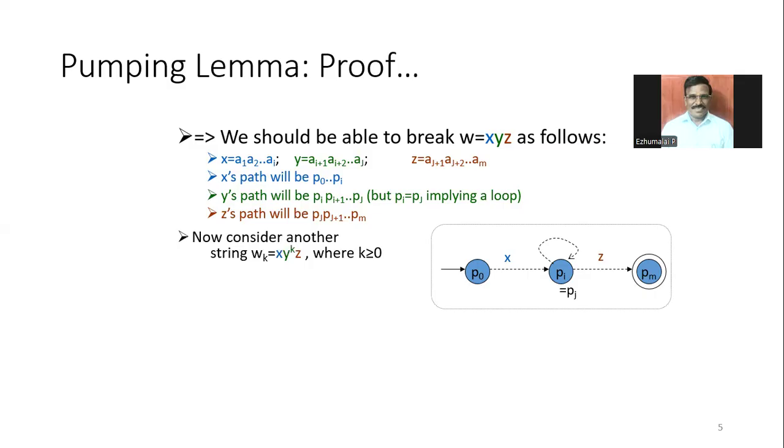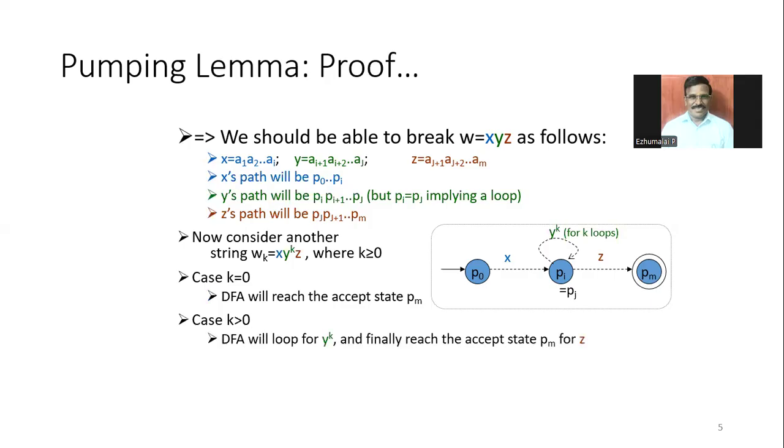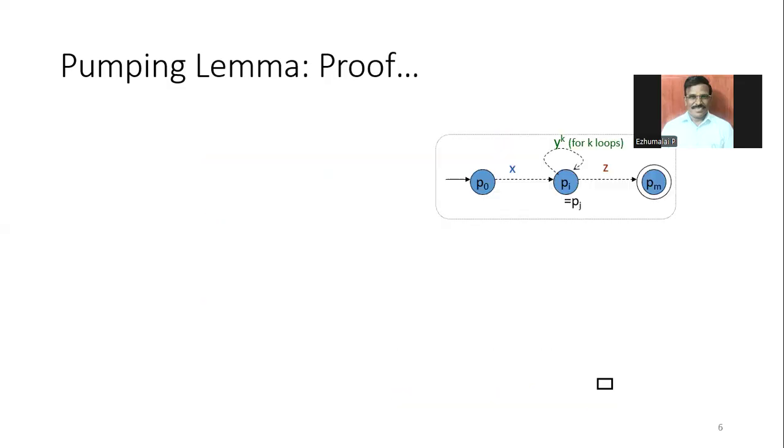Now consider another string wk equal to x y^k z, where k is greater than or equal to 0. Here y will be repeated a number of times. In case k equals 0, the DFA will reach the accepting state pm. If k is greater than 0, the DFA will loop on y k times and finally reach the accepting state pm for z. So in either case, wk belongs to the language. This proves part 3 of the lemma. Now let us see the diagram.